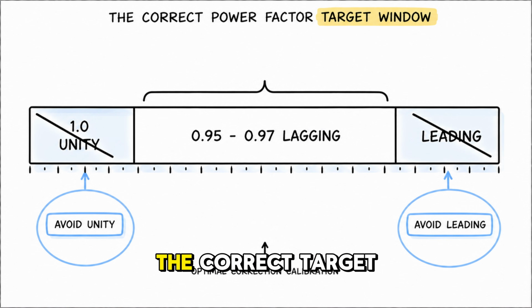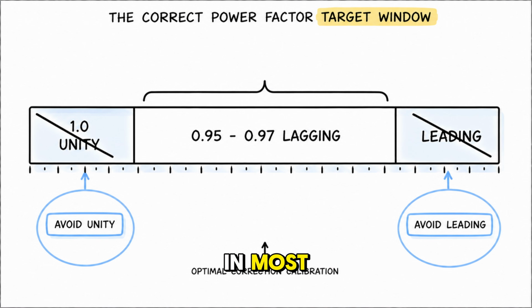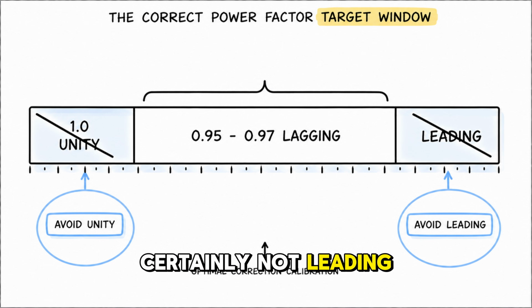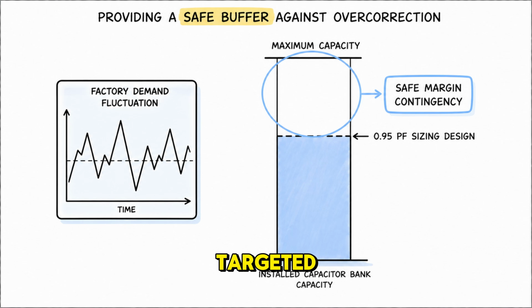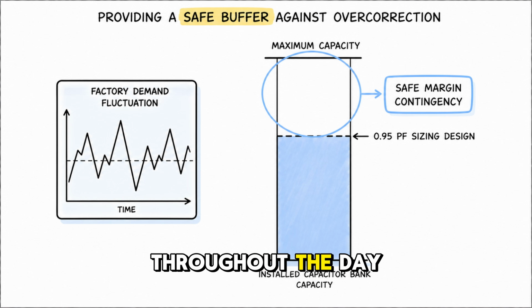For this reason, the correct target for power factor correction in most facilities is 0.95 to 0.97 lagging, not unity and certainly not leading. The earlier calculation targeted 0.95 for exactly that reason, since stopping short of unity provides a safe margin against overcorrection as load varies throughout the day.